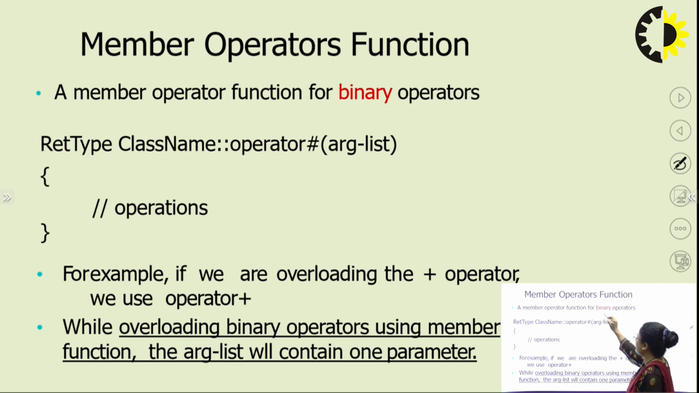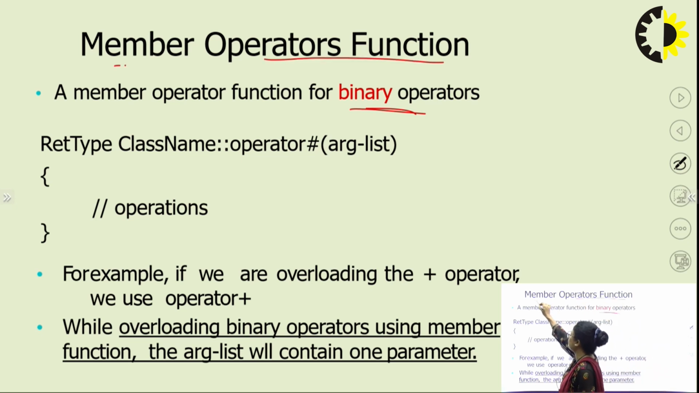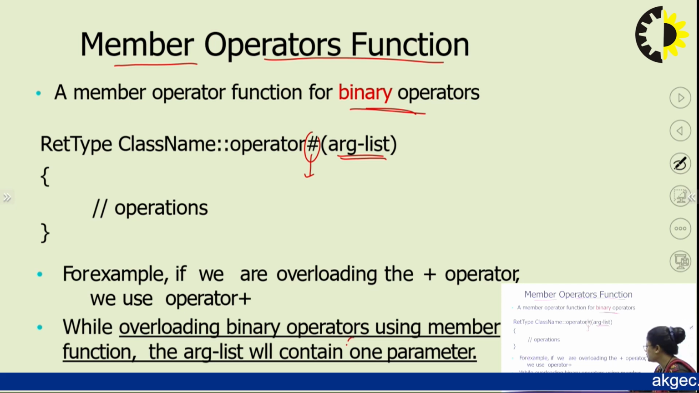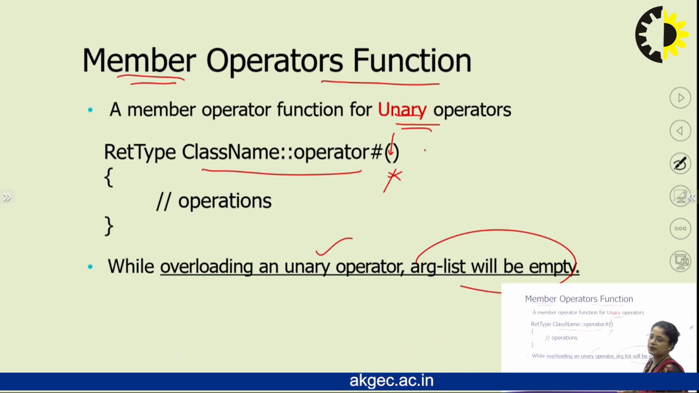Now, when you're talking about binary operators, we want to overload binary operators. In that case, again, through operator functions which are member functions of a class, the syntax still remains the same. Hash indicates the operator that we want to overload. But if you're talking about binary operators, here we need to have one argument. If it is a unary operator, as discussed, we won't have any argument. We'll take an example to understand this more.